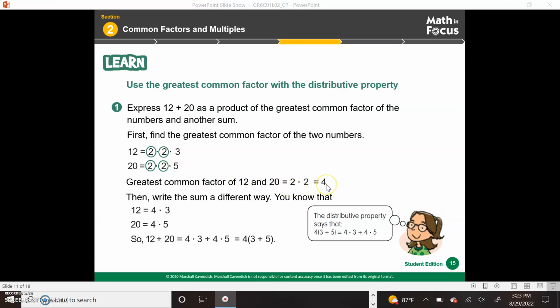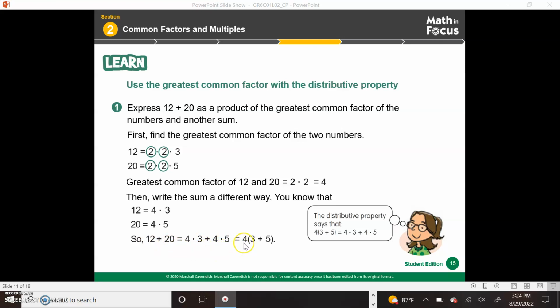would be 4. Now we need to think about how to write the sum a different way. We know that 4 times 3 is 12. We also know that 4 times 5 is 20. Where am I getting my 4 from? Remember, that's my greatest common factor. So 12 plus 20 will also equal 4 times 3, which gives me 12, plus 4 times 5, which gives me 20.